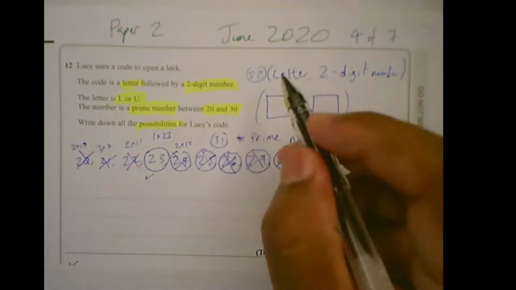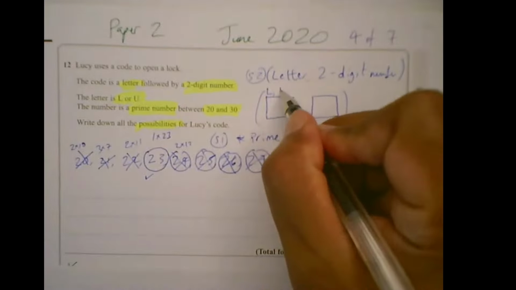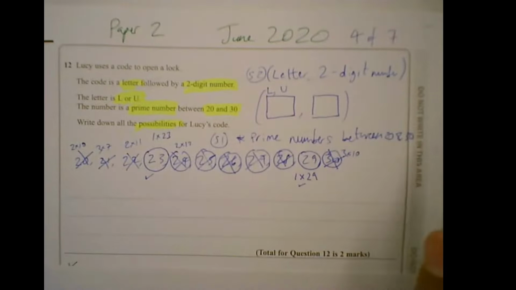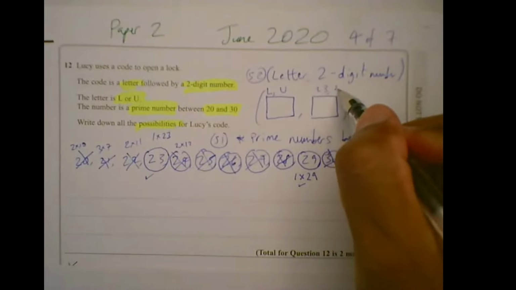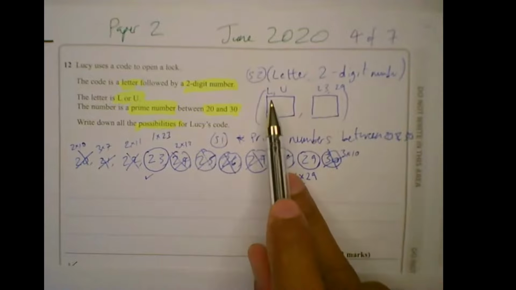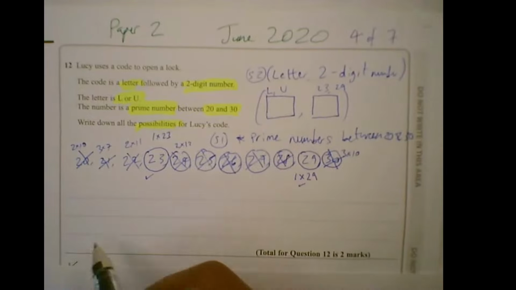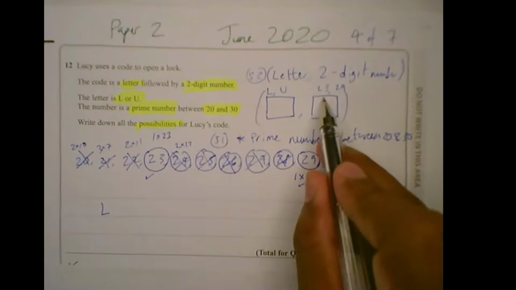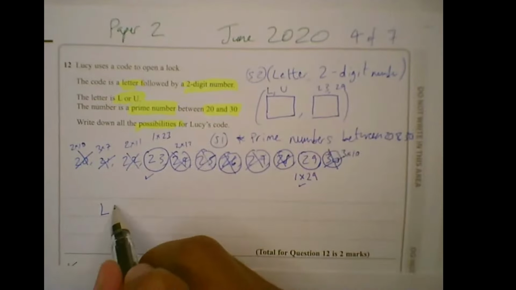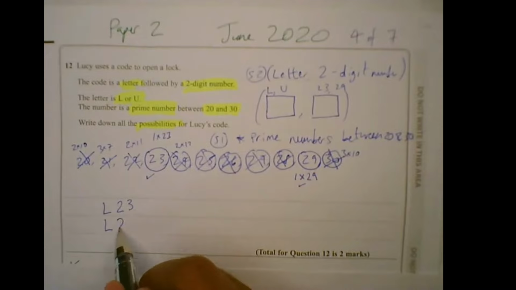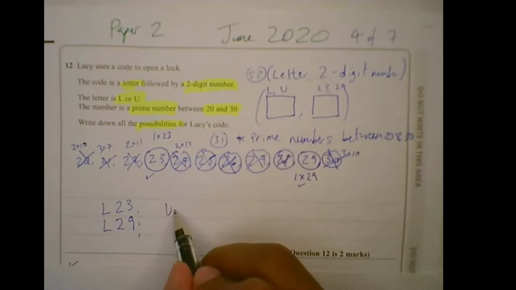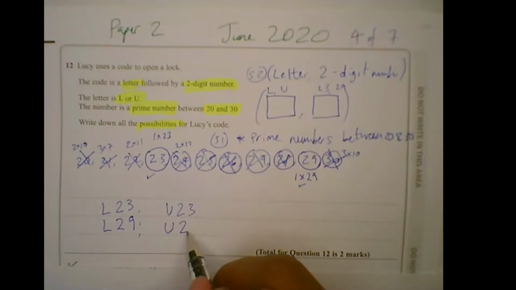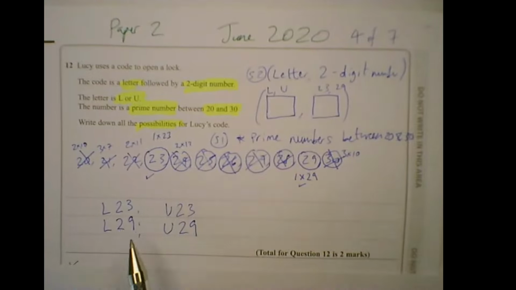So I've got the letters that can be L or U, and then I've got 23 and 29. So I have to do what I did previously. So I'm going to have one letter. I'm going to start with L, then I'm going to go to 23, and then I'm going to have L and 29, and then I'm going to go to the next letter, which is U and 23, and then U and 29.